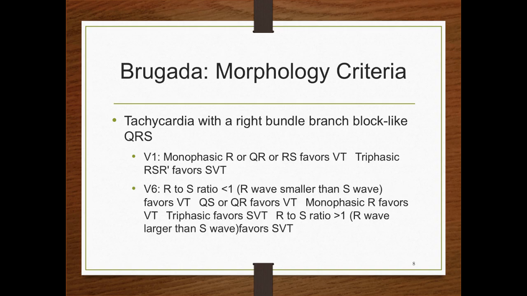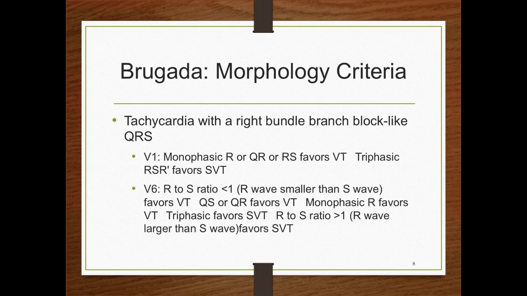On the other side, again, do these complexes kind of look like a left bundle branch block or like a right bundle branch block? Right, so we're still looking at V1 and V6. We're looking for R waves, but if we see an RSR prime in V1, that favors SVT. We're not out of the woods yet, but it kind of points us in the direction of SVT. In V6, the R to S ratio we're looking at, if it's less than 1, we're thinking V-Tach. If it's greater than 1, if it's more positive than negative, we're thinking SVT.